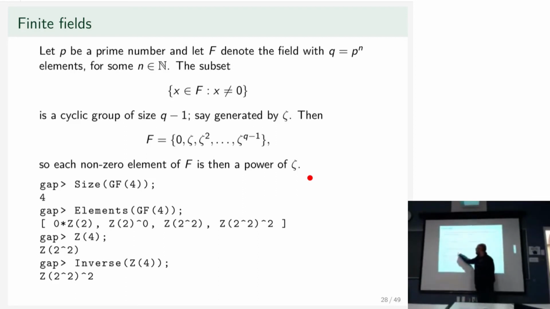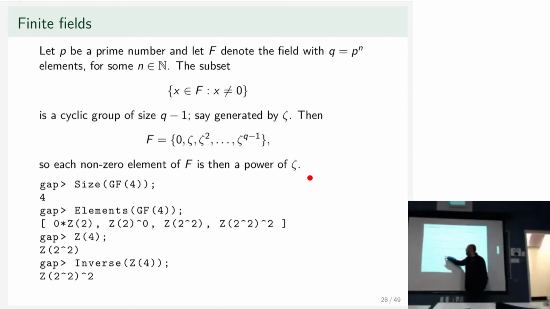So GF4, of course, has 4 elements. Okay? Which are the elements of this? We use the function elements. Which are the elements of the Galois field with 4 elements? You have the 0, which is written as 0 times the generator, or some generator. Because again, GAP is clever enough to know that the field with 2 elements will be contained in the field with 4 elements. Okay, so it's just using the smallest possible 0, right?